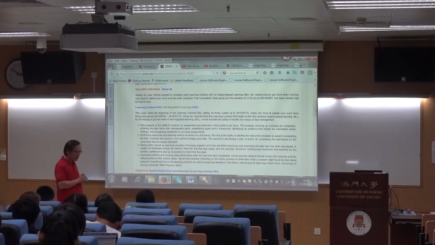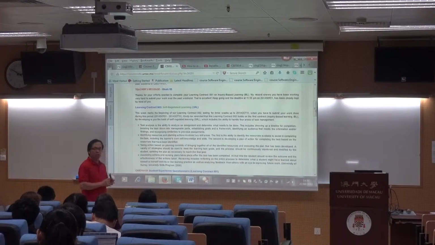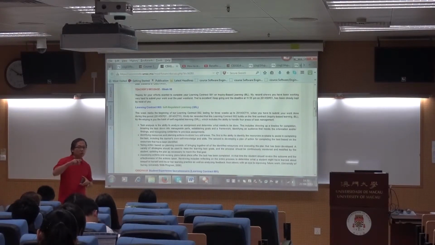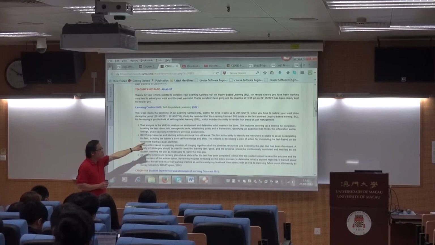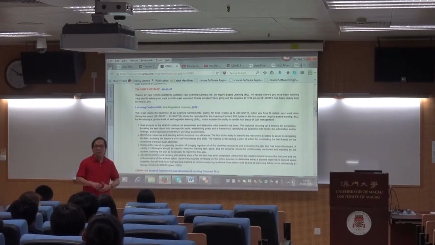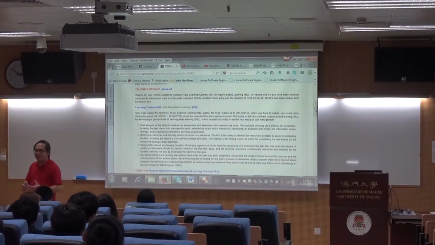Now, in the second learning contract, you have to start selecting from 1 to 2, not more than 3 intended learning outcomes that you target to accomplish by the team, and that will be your goals. But in the meantime, when you present the artifact, it will be somewhat like in the first learning contract. So it will be something like this.